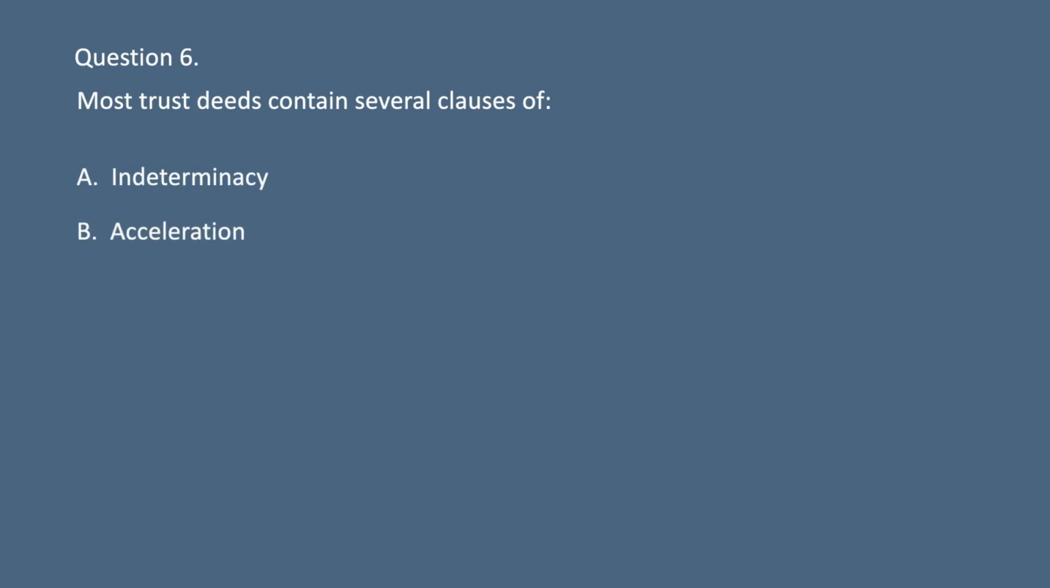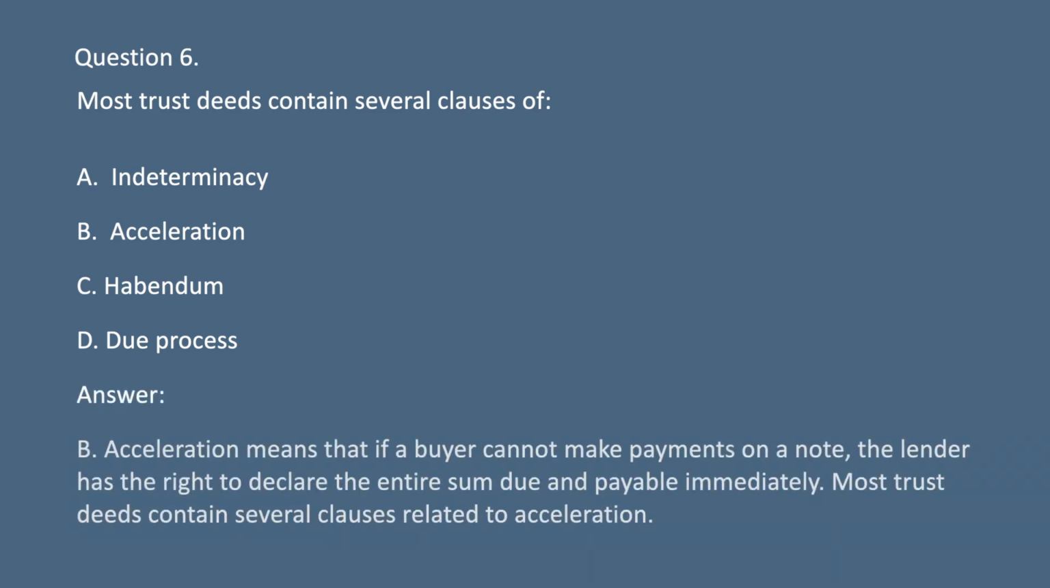Question 6. Most trust deeds contain several clauses of A. Indeterminacy. B. Acceleration. C. Habendum. D. Due process. Answer B. Acceleration means that if a buyer cannot make payments on a note, the lender has the right to declare the entire sum due and payable immediately. Most trust deeds contain several clauses related to acceleration.